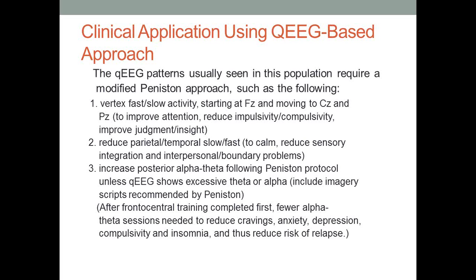Next, I'll usually move back to the parietal temporal areas, usually on the right. I want to reduce the slow and fast activity. I may even put in a 12 to 15 hertz enhance in this as well to basically help with calming, reduce sensory integration issues, and work on trying to reduce the interpersonal boundary problems. And then after having done those areas and everything's looking good, I'll move into the Peniston protocol, if it's possible. I actually don't do a lot of alpha theta at the addiction center.